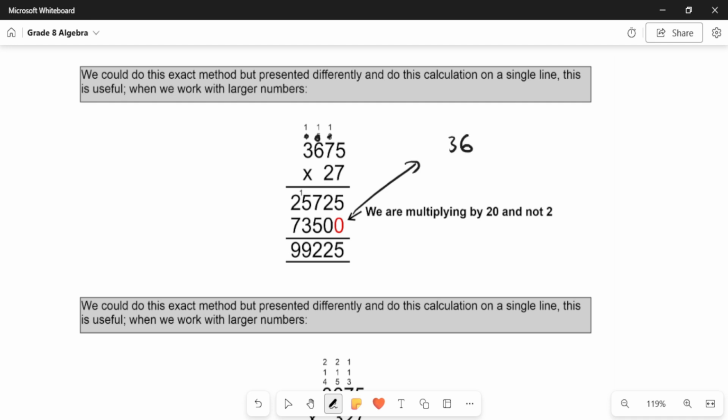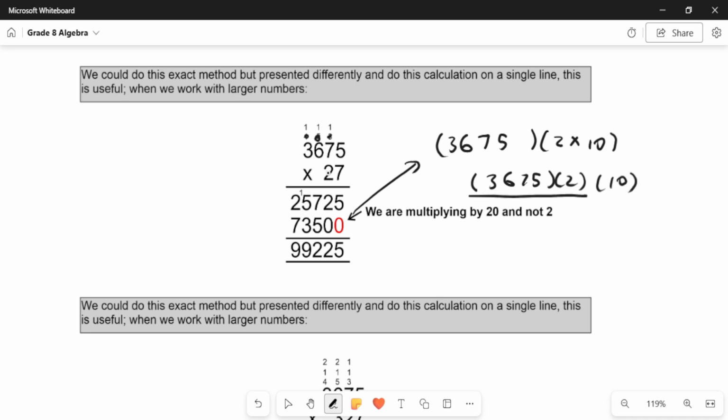It's the same as saying 3,675 times 2 times 10. When you do this, 2 times 5, you're basically saying 3,675 multiplied by 2 multiplied by 10. And so whatever the result is, from 2 times 5, 2 times 7, 2 times 6, 2 times 3, you're going to take that result and multiply it by 10, which is the same as just adding a 0.